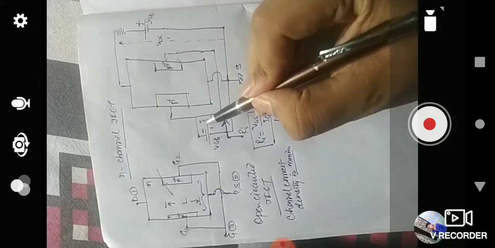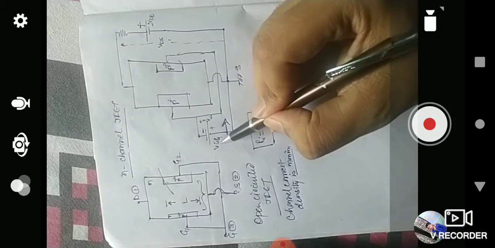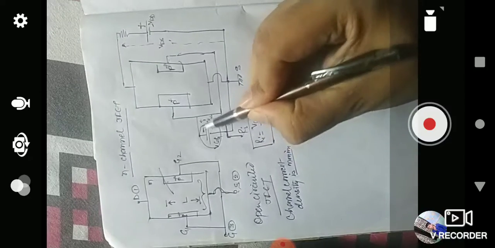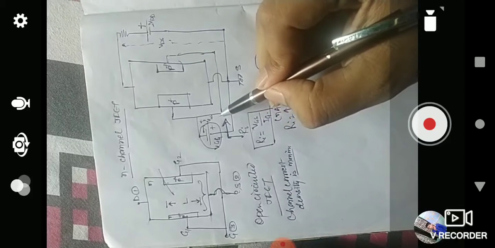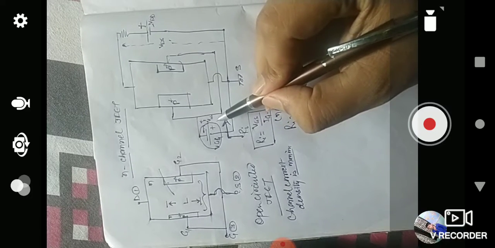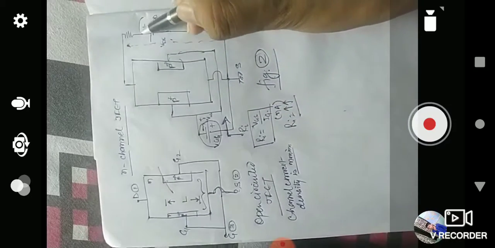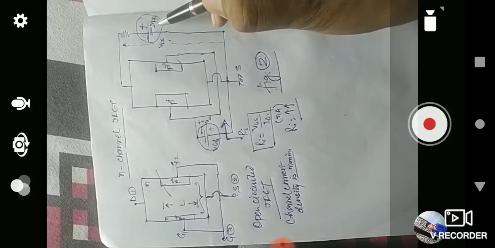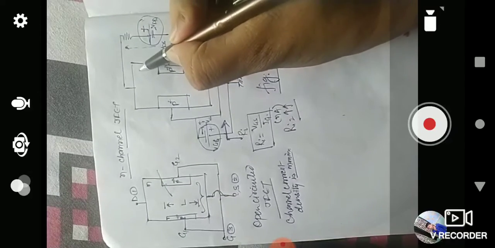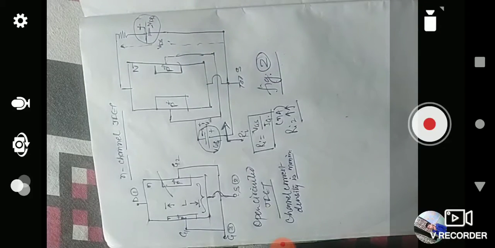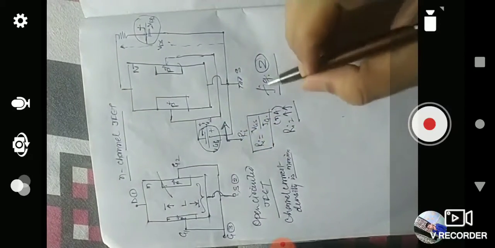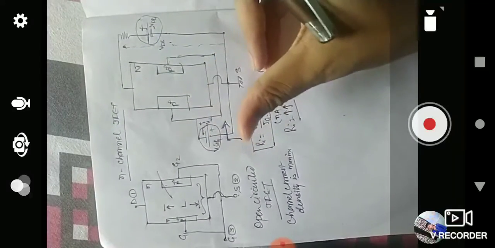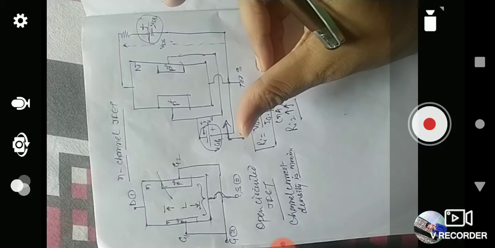One more thing here: the gate to source voltage is always in reverse bias. There is a specific reason behind it that I will cover further. And here the drain to source voltage is always in forward bias. So the polarity of these two voltages is always opposite. This is the thing you must remember.